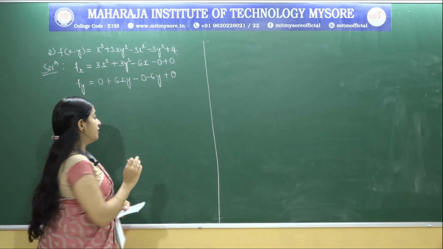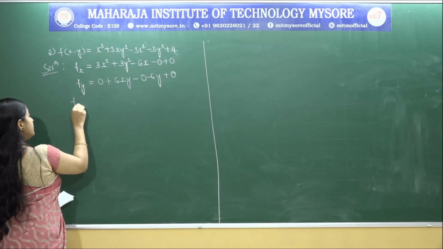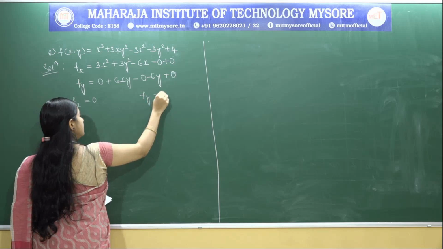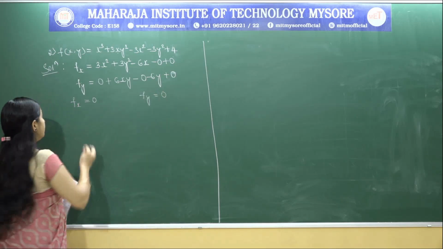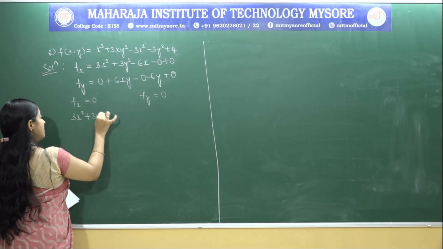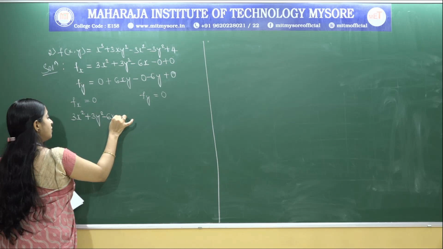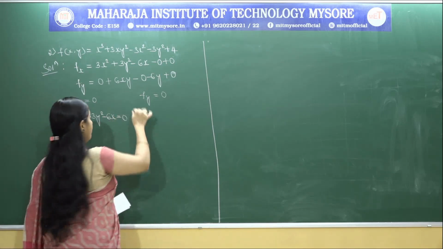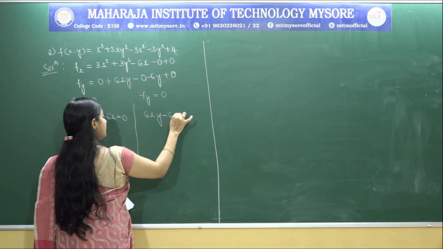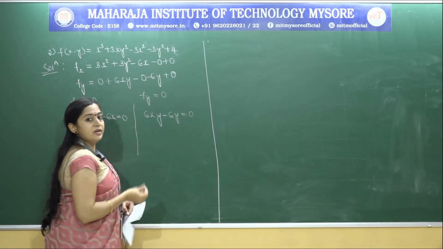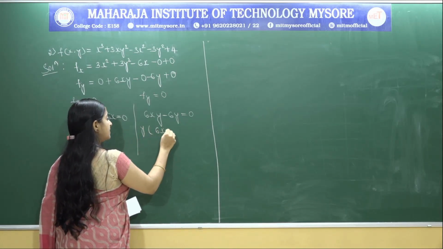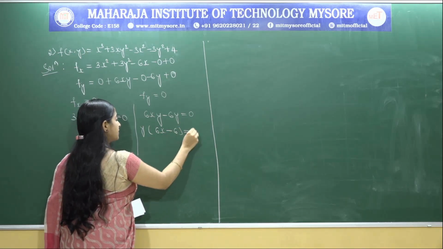Next, equate f_x and f_y to 0. You will get the stationary points. So f_x equals 0 and f_y equals 0. The first equation is 3x square plus 3y square minus 6x equals 0. The second is 6xy minus 6y equals 0. In the second expression, you take the y outside since you have it in common: y(6x minus 6) equals 0.